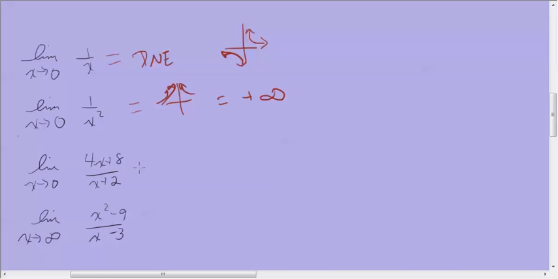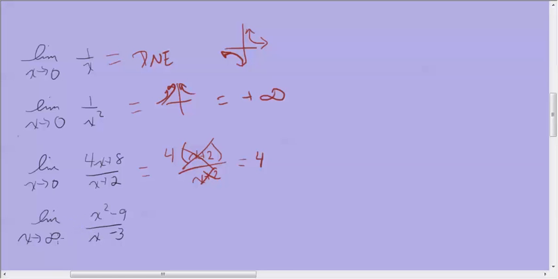The other one we've learned is this one. You would factor out a 4, so you would get x plus 2 divided by x plus 2. As I approach 0, it doesn't matter. That's going to be 8 over 2. It's going to be 4. All right. As x approaches 0, I can just plug in a 0. My value exists. 0 plus 8 over 0 plus 2. It equals 4.